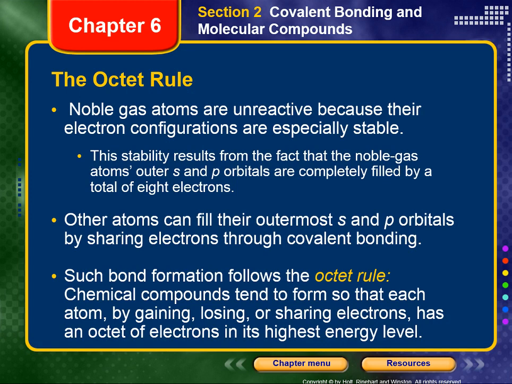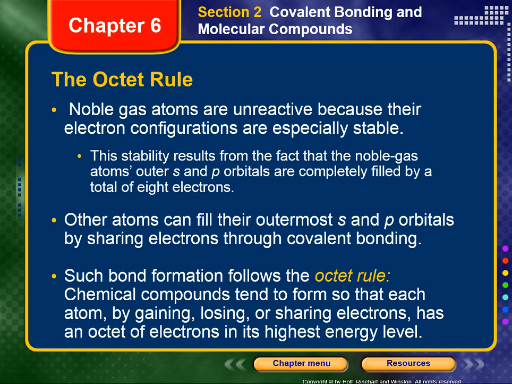The octet rule. Unlike other atoms, the noble gas atoms exist independently in nature. They possess a minimum of energy existing on their own because of their special stability found in their electron configurations. This stability results from the fact that, with the exception of helium and its 2 electrons in its completely filled outer shell, the noble gas atom's outer s and p orbitals are completely filled by a total of 8 electrons. Other main group atoms can effectively fill their outermost s and p orbitals with electrons by sharing electrons through covalent bonding. Such bond formation follows the octet rule.